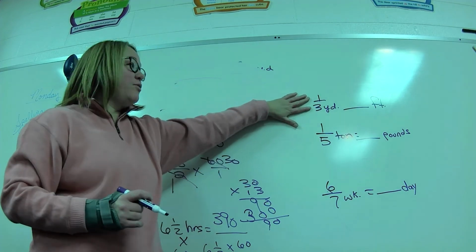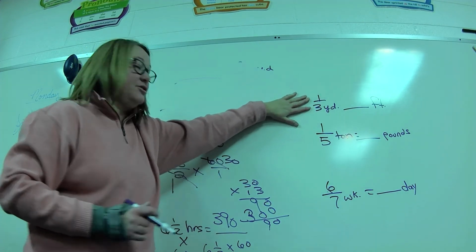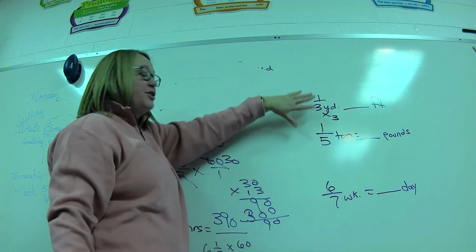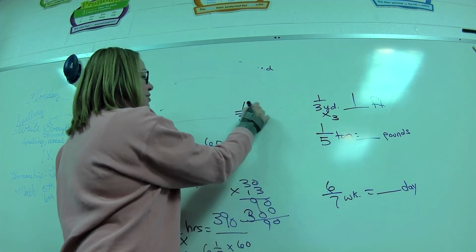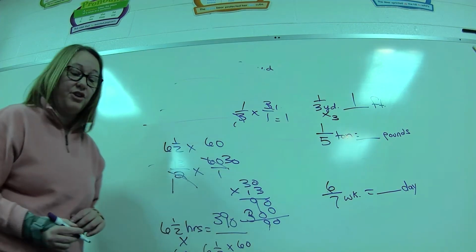All right, over here we have 1/3 of a yard to a feet. Well, we're going large to small, so we need to multiply. We multiply by 3. 1/3 times 3 is simply going to give me 1. 1/3 times 3 over 1 gives me 1, just so you can see that.